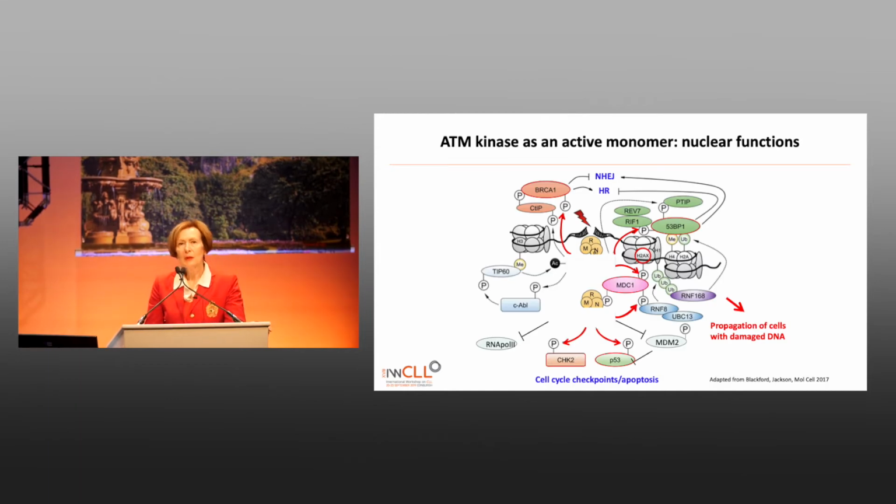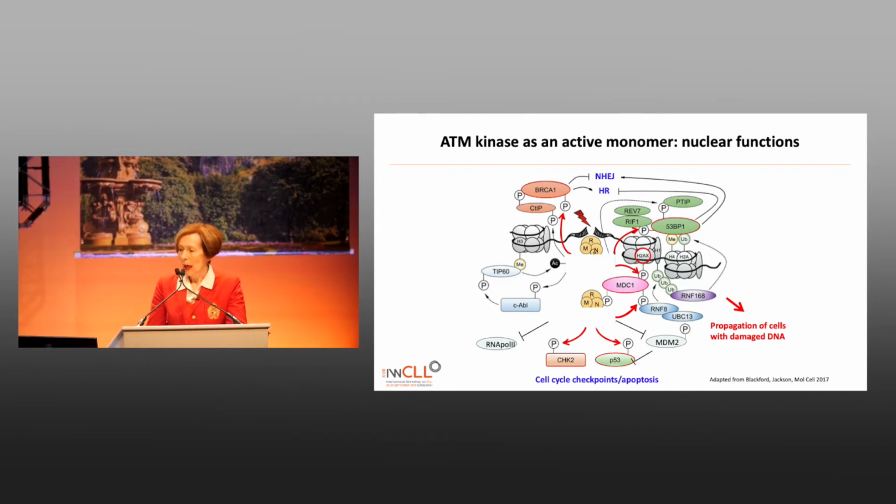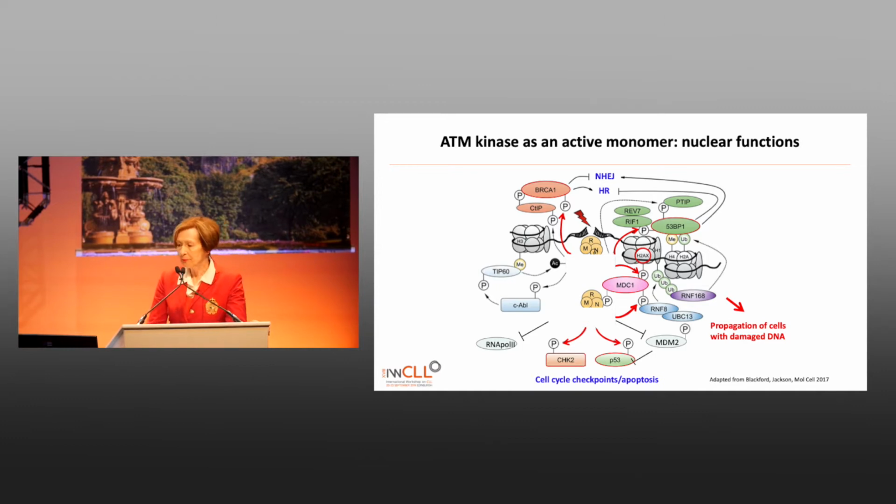So ATM is a protein kinase that has both nuclear and extranuclear functions. In the nucleus, ATM acts as an active monomer. Upon its phosphorylation in response to DNA double-strand breaks, ATM synchronizes multiple cellular functions, and by virtue of phosphorylating a specific form of histone, has the ability to influence chromatin structure that is amenable to DNA repair. And then it sits at the decision of what kind of DNA repair is going to be utilized.